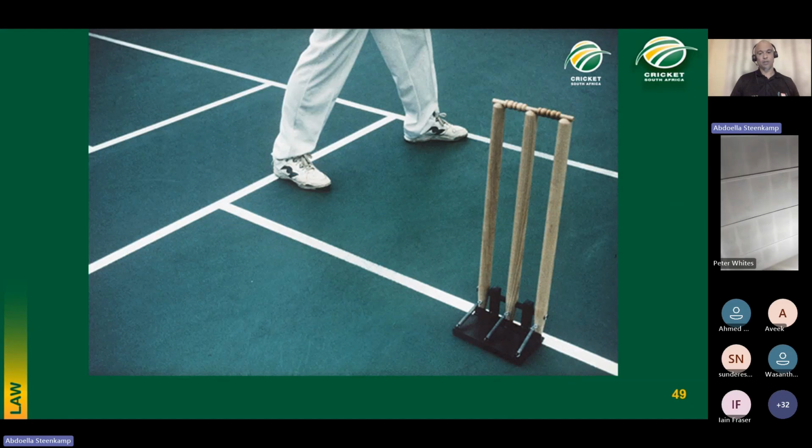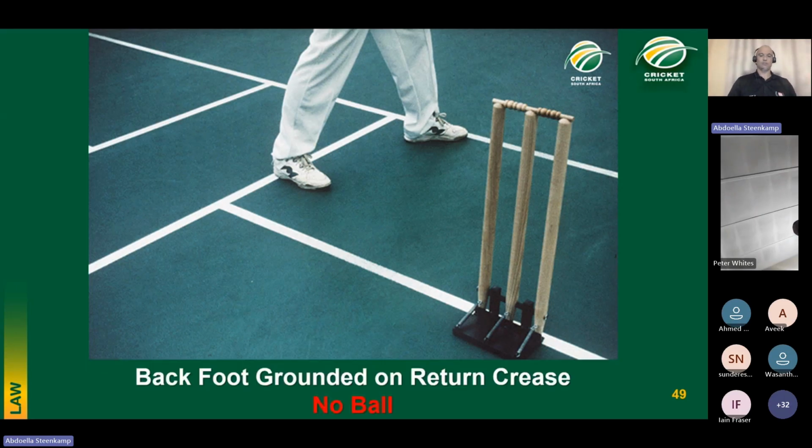This is a right-arm bowler bowling over the wicket. Let's start with the front foot. Which crease goes with the front foot? The popping crease. So the question you ask yourself is, is there any part of the front foot grounded behind the back edge of the popping crease? Yes, there is, so we're happy with the front foot. The back foot. Which crease goes with the back foot? The return crease. Is there any part of the back foot touching the return crease? Yes, the back foot is touching the return crease. That's why this is a no ball.